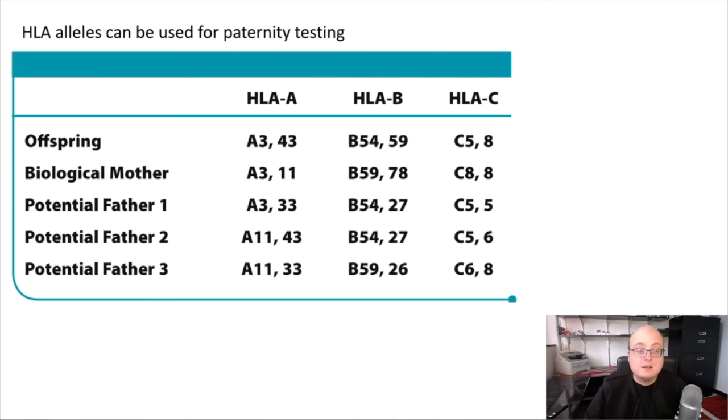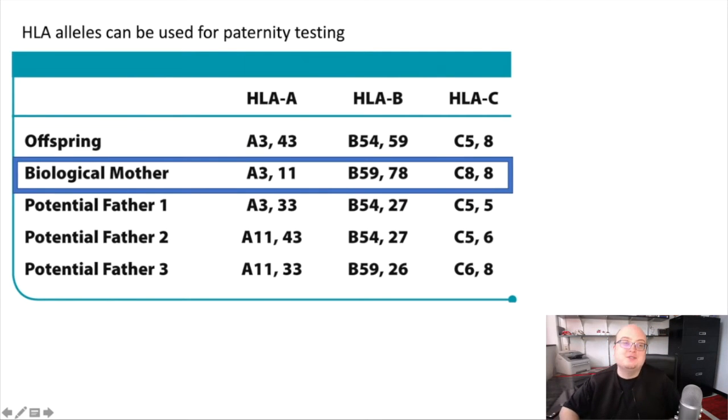So if we had an offspring, a random person whose parentage we wanted to determine, we could look specifically at their MHC1 alleles. We can see this person, for their HLA-A, has 3 and 43. For B, they have 54 and 59. And for C, they have 5 and 8. Obviously, we usually know who the biological mother of a person is in these cases, and we can take their blood and test their HLA haplotypes.